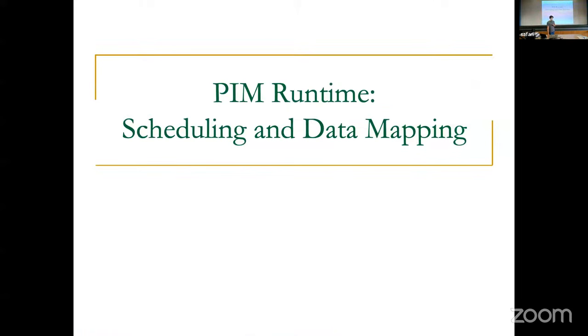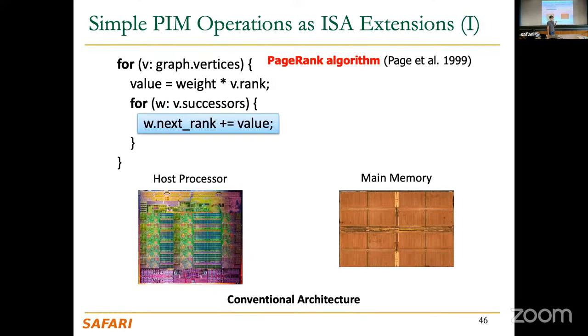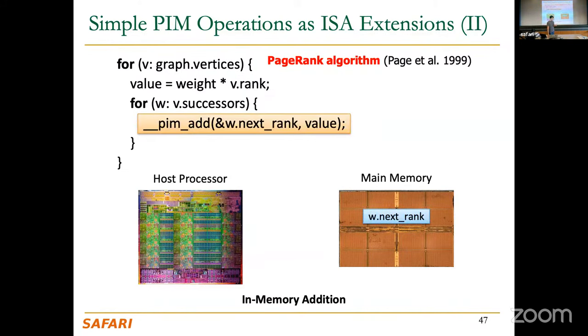Okay, more things: runtime decisions, right? Scheduling and data mapping. Yesterday we talked about the execution of simple PIM operations near the memory, the PIM-enabled instructions. The motivation was reducing the data movement in certain algorithms, for example graph processing algorithms like PageRank. Instead of bringing one entire cache line to the host processor, performing the computation there, and then writing back the cache line, it might be enough to just offload the execution of a specific operation, this PIM add for example, from the CPU to the main memory. This would just require us to move 8 bytes from the host processor to the main memory.